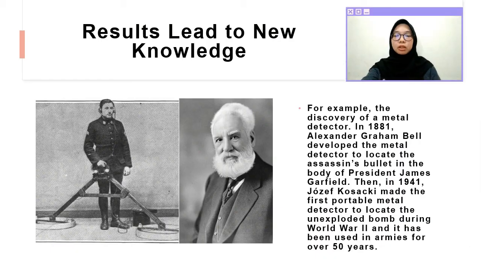For example, the discovery of the metal detector. In 1881, Alexander Graham Bell developed the metal detector to locate the assassin's bullet in the body of President James Garfield. Then, in 1941, Joseph Kosacki made the first portable metal detector to locate unexploded bombs during World War II, and it has been used in armies for over 50 years.